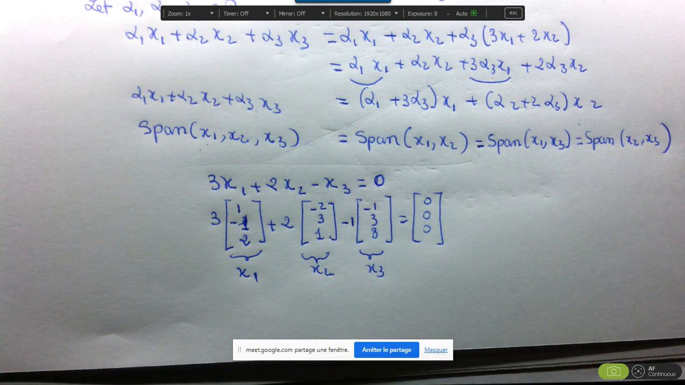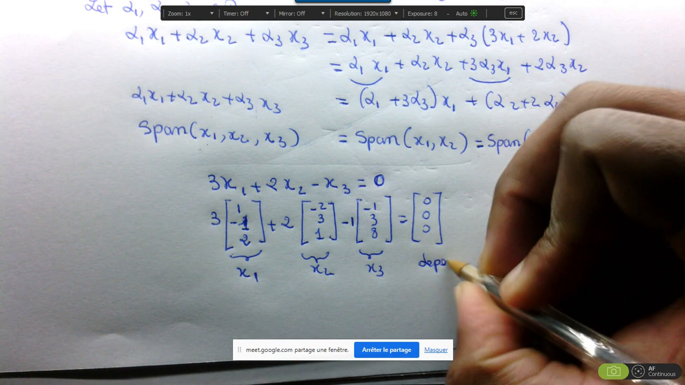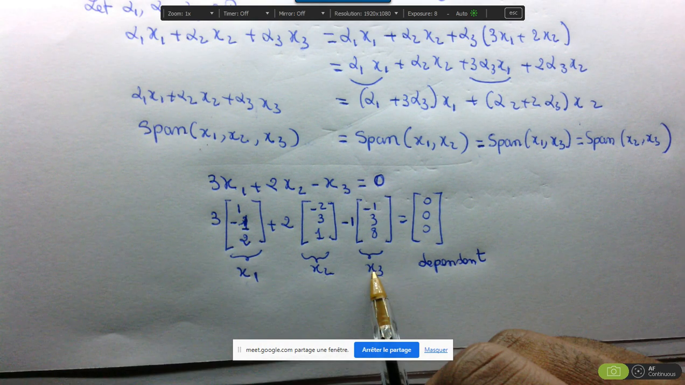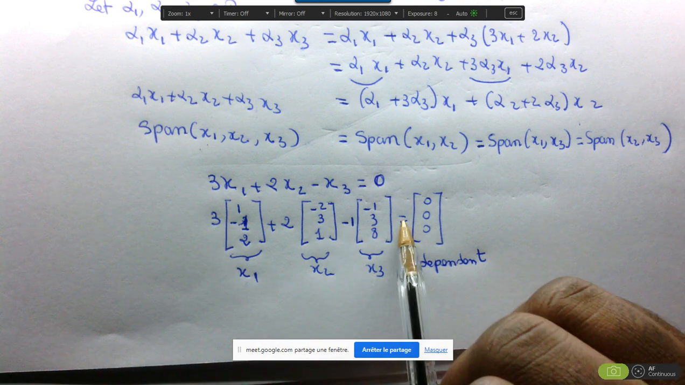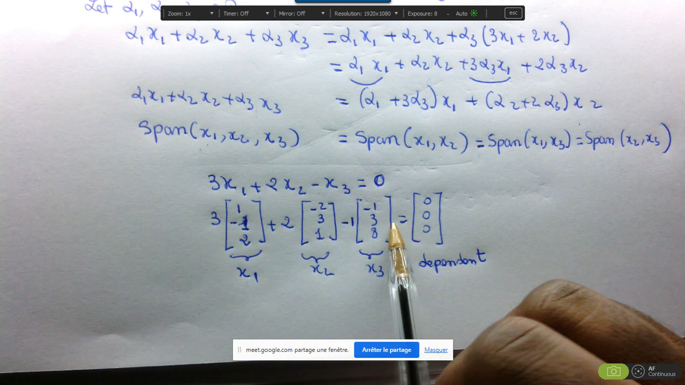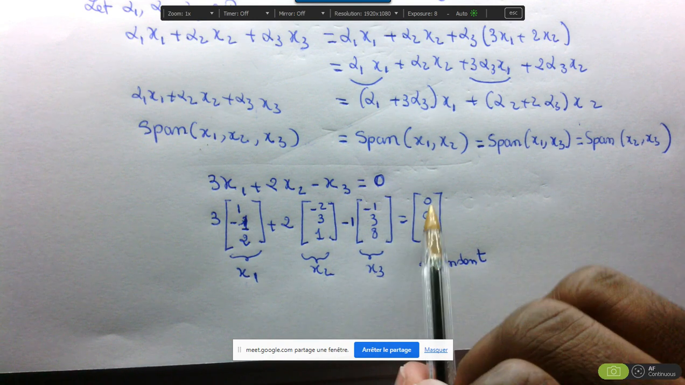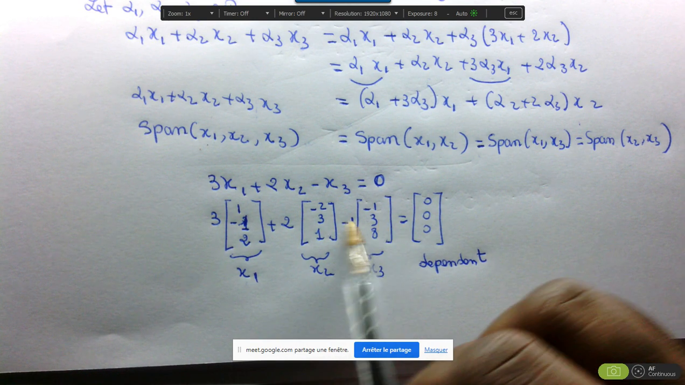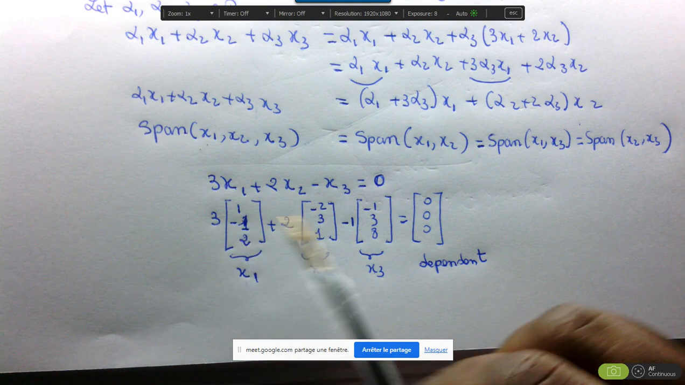So let me restate that again. For linearly dependent, x1, x2, and x3 are linearly dependent if we can write the linear combination such that it is equal to the 0 vector with the coefficients associated with those vectors in the linear combination not equal to 0. Not all of them are equal to 0.